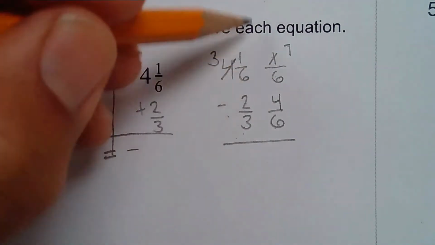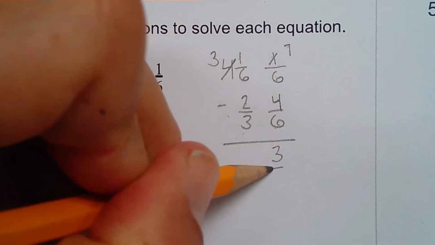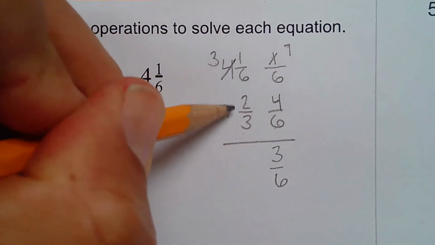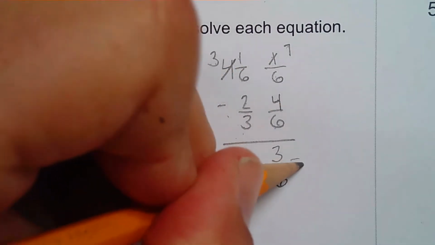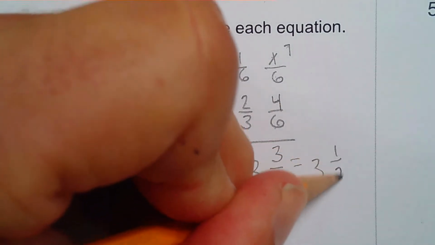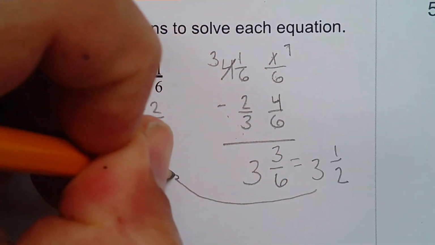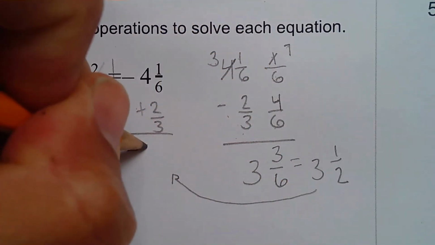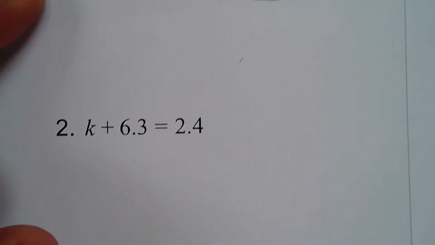There's not even a number here, so we're good. We can go down in both directions. So 7 minus 4 is 3, 6, and then 3 minus nothing is just 3. And there we go. 3 and 3/6 is the same thing as 3 and 1/2. You could take half of both those. So that goes right over here, and that's negative 3 and 1/2. Okay, there's number one. Let's go on to number two.